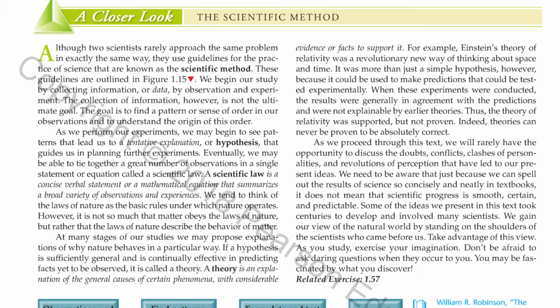As we proceed through this text, we will rarely have the opportunity to discuss doubts, conflicts, clashes of personality, and revolutions of perception which have led to our present ideas. We need to be aware that just because we can spell out the results of science so concisely and neatly in textbooks, it doesn't mean that the scientific method progress is smooth, certain, and predictable. Some of the ideas that we present in this textbook took centuries to develop and involved many scientists. We gain our view of the natural world by standing on the shoulders of the scientists who came before us.